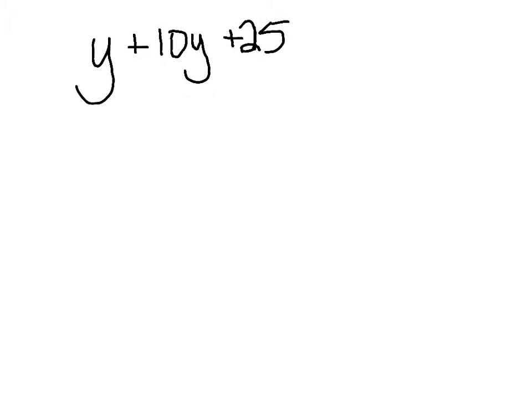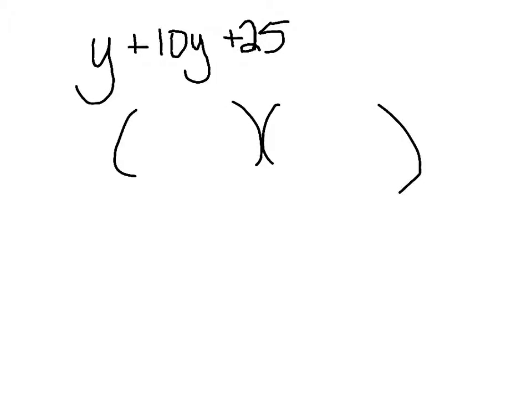Another special pattern that comes up, that's maybe not quite as important as the difference of two squares, is something we call a perfect square trinomial. And it's something like y squared plus 10y plus... not 20, 25.